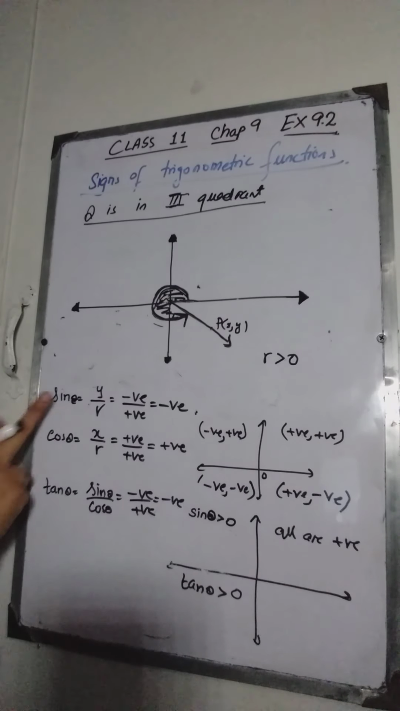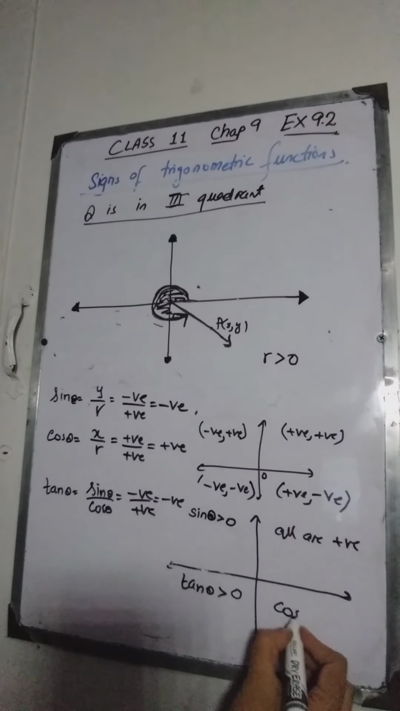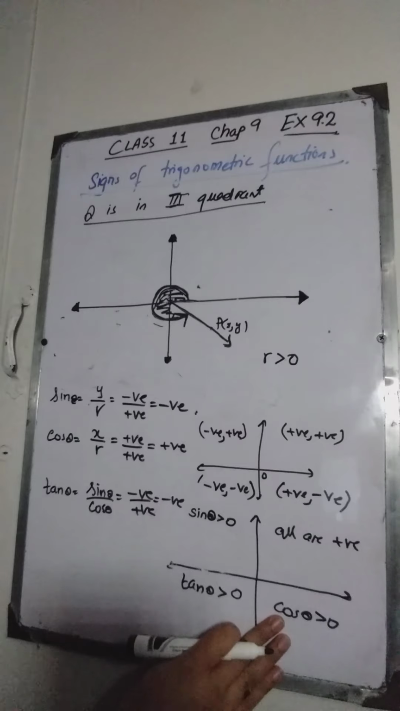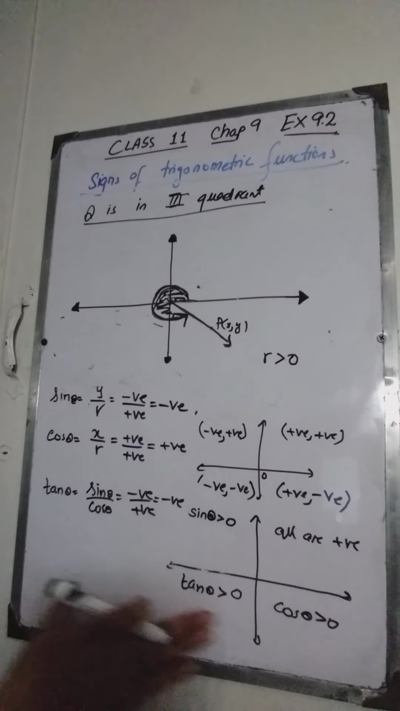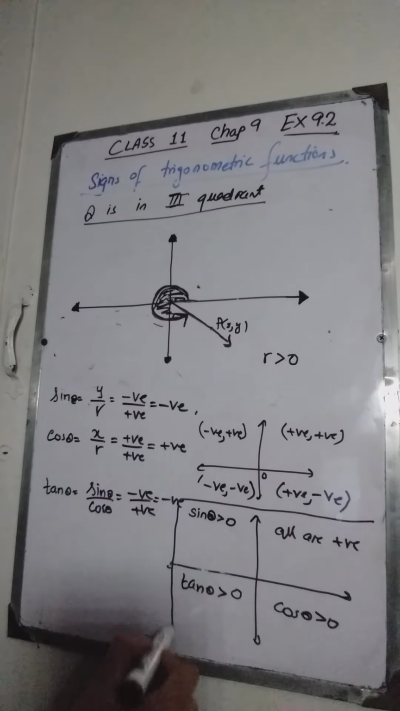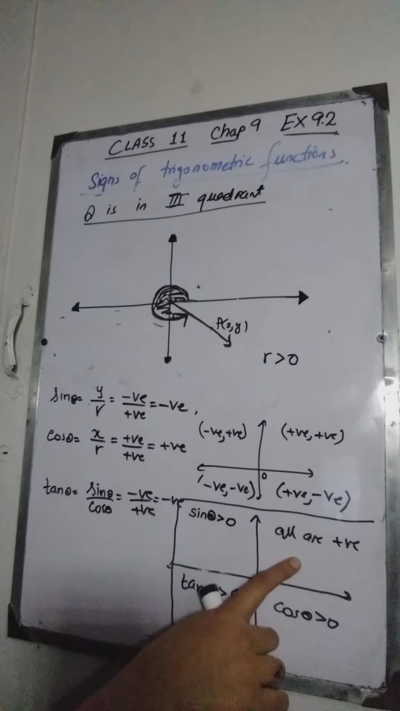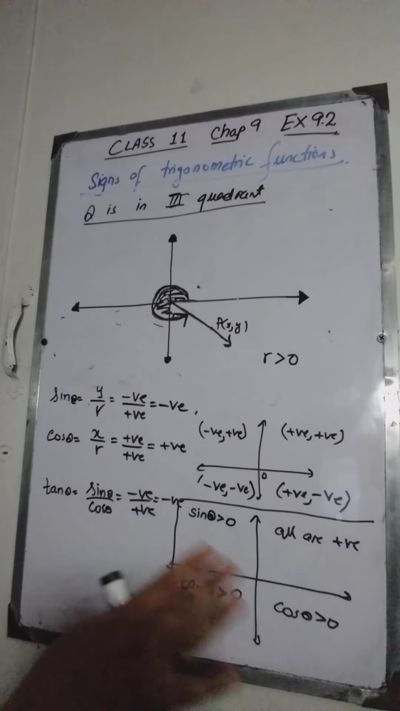So it means that sine theta is negative, tangent theta is negative in this fourth quadrant, only cos is positive, so cos theta is greater than 0 in this quadrant and all other ratios are negative. So you just have to remember this chart. In the first quadrant all trigonometric ratios are positive, whether it is sine, cosine, tangent, cotangent and all.